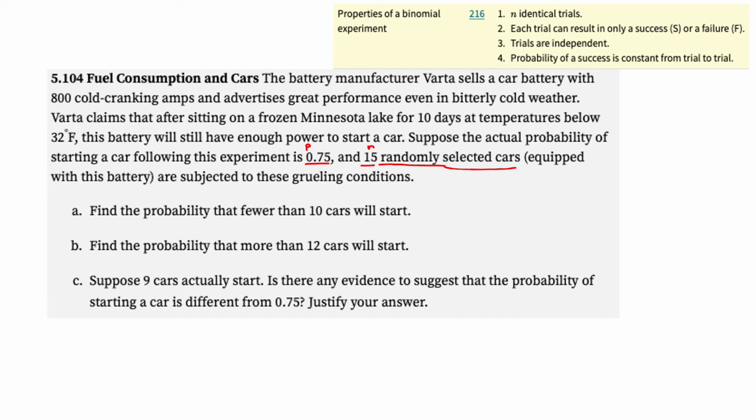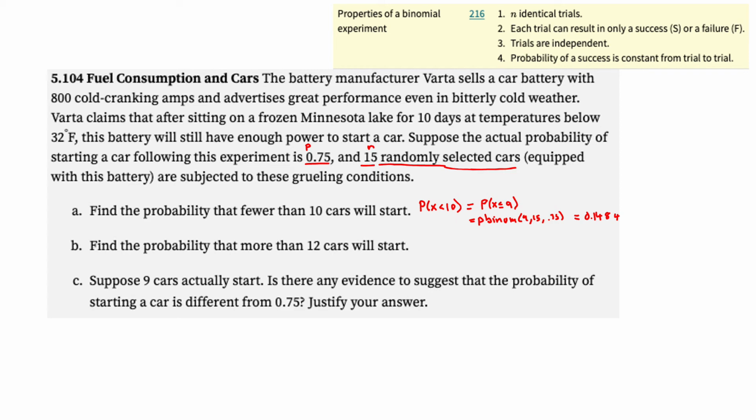The first question asks, find the probability that fewer than 10 cars will start. So this is the probability that x is less than 10. We can write this another way: the probability that x is less than or equal to 9. That's a way that we can directly put that into our p-binom command in R. 9, 15, and 0.75. We put our parameters in, and we get our answer: 0.1484. Okay.